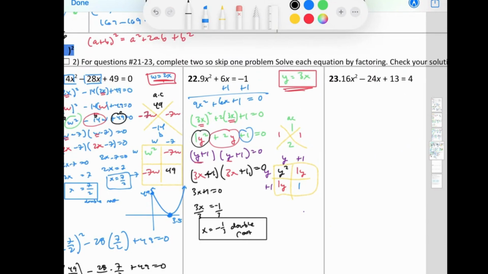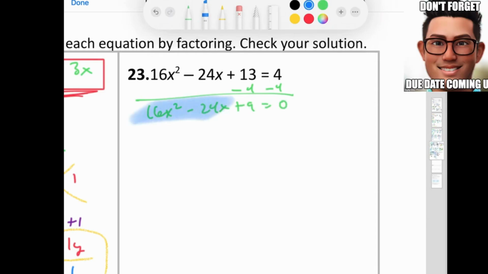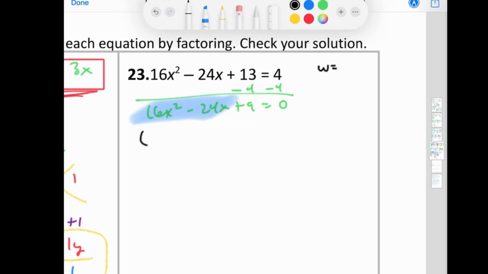Okay, let's do number 23. Set it equal to 0, same thing. Let's see if we can do this chunking method. Again, the chunking method only works for the first two terms. Let's pick our favorite letter. Let's pick W. What do you think it's going to be?